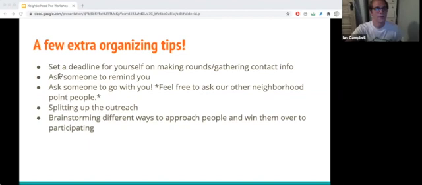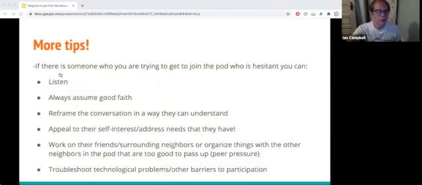A few more tips. If there's someone you're really trying to get to join the pod, maybe you've got everyone on your block except one person and they're hesitant, right? First thing you can do is listen to them, really find out what it is they're saying about the pod that they're hesitant about. Always assuming good faith is a really important guideline to follow. Don't assume that somebody hates you for no reason, right?